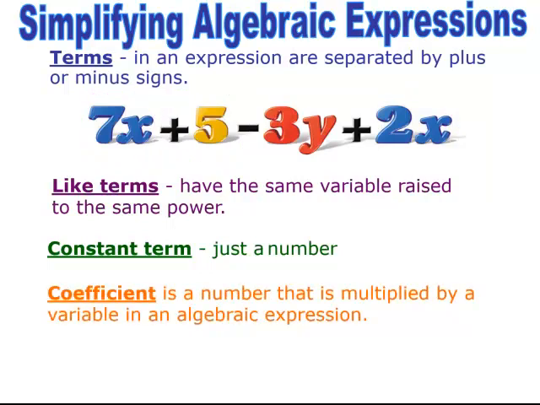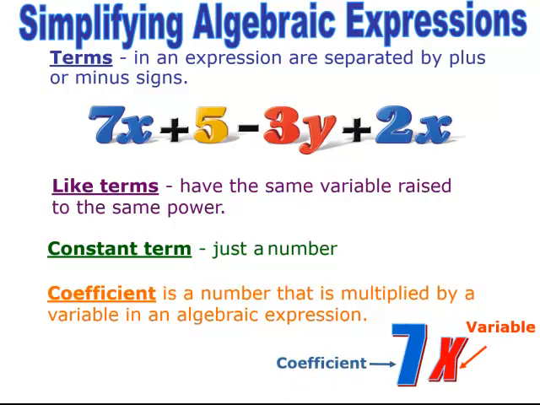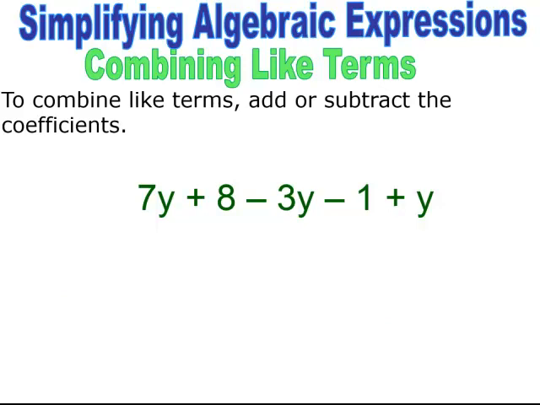And then coefficient. Whenever we're talking about a coefficient, it is the number that is multiplied by the variable in an algebraic expression. So it's the number that's attached to the variable. In this case, the coefficient for 7x is simply 7. When we want to combine like terms while simplifying algebraic expressions, combining like terms means you need to add or subtract the coefficients of the like terms.